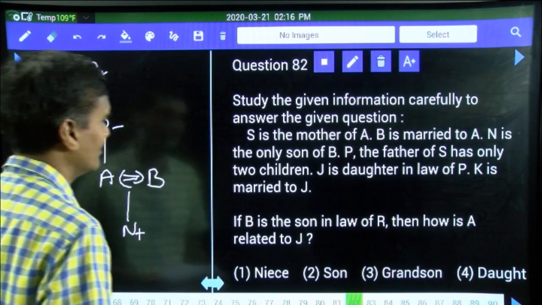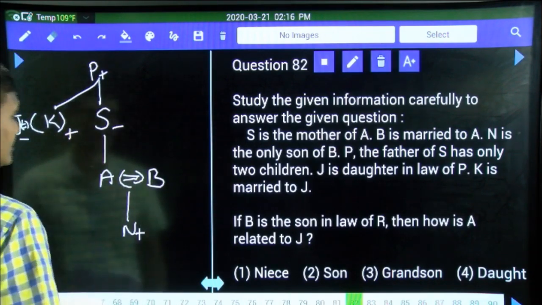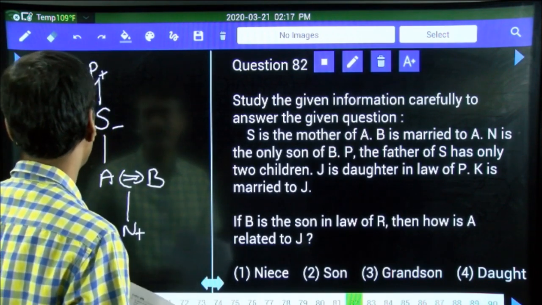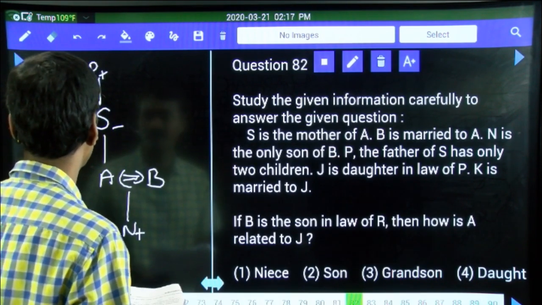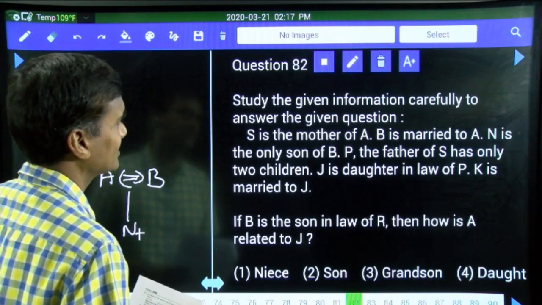J is the daughter-in-law of P. K is married to J. Now this is the information we have. B is the son-in-law of R. So how is B the son-in-law of R?